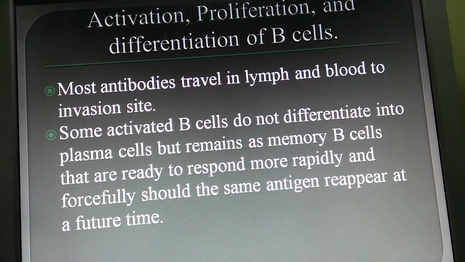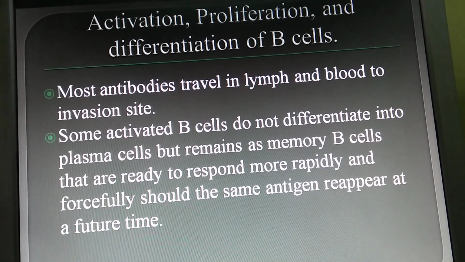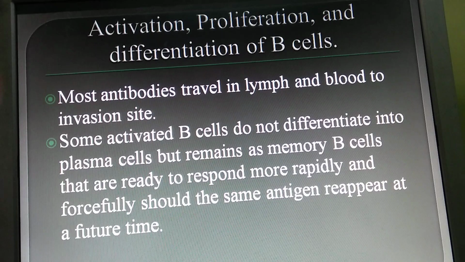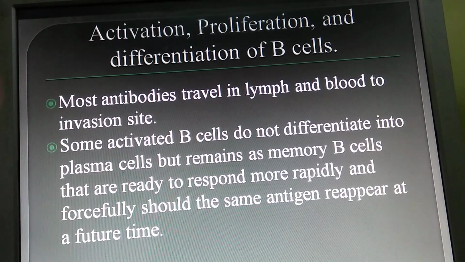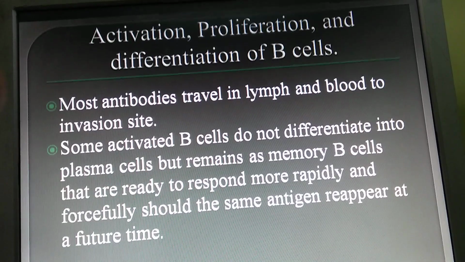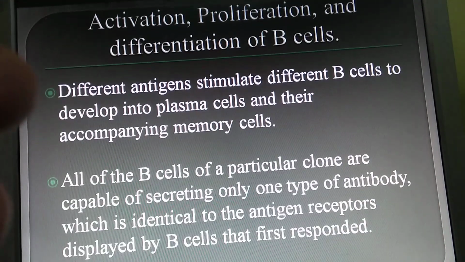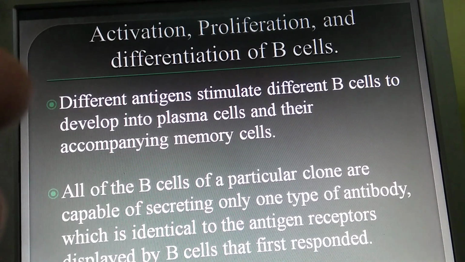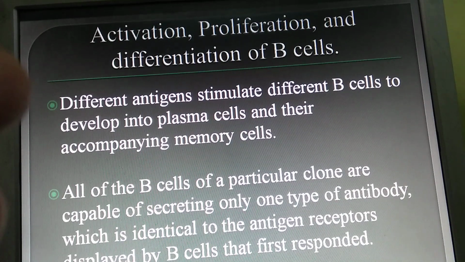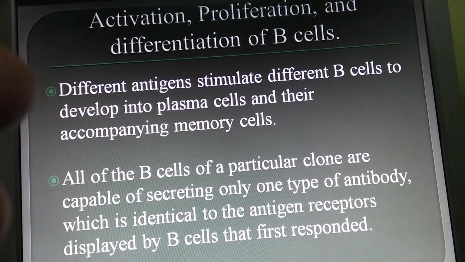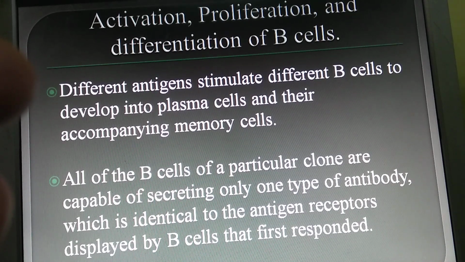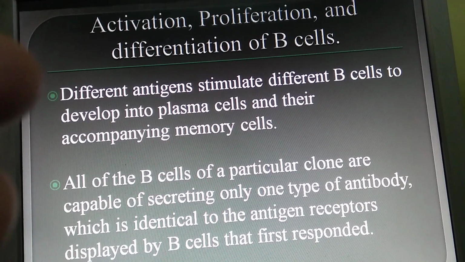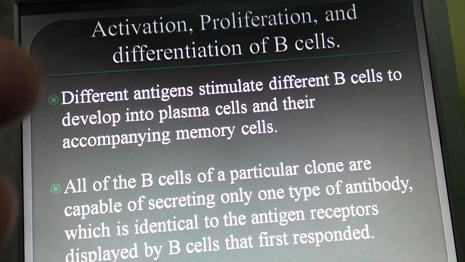Some activated B cells do not differentiate into plasma cells but remain as memory B cells that are ready to respond more rapidly and forcefully should the same antigen reappear at a future time. Now, different antigens stimulate different B cells to develop into plasma cells and their accompanying memory cells. All of the B cells of a particular clone are capable of secreting only one type of antibody, which is identical to the antigen receptor displayed by the B cell that first responded.